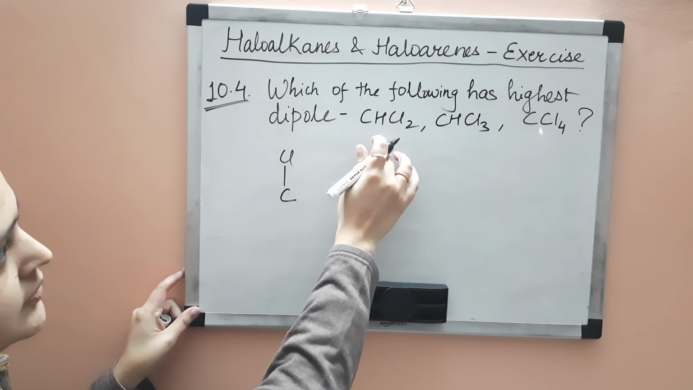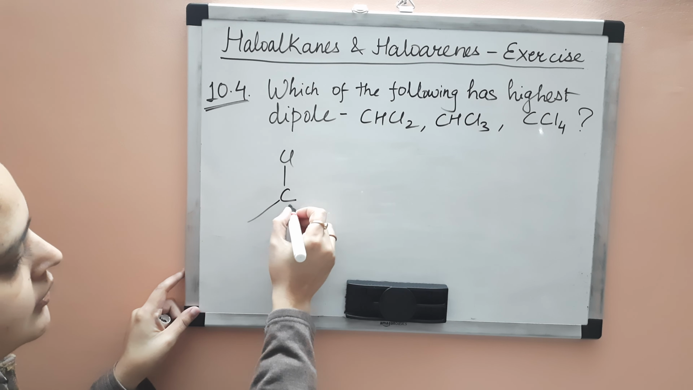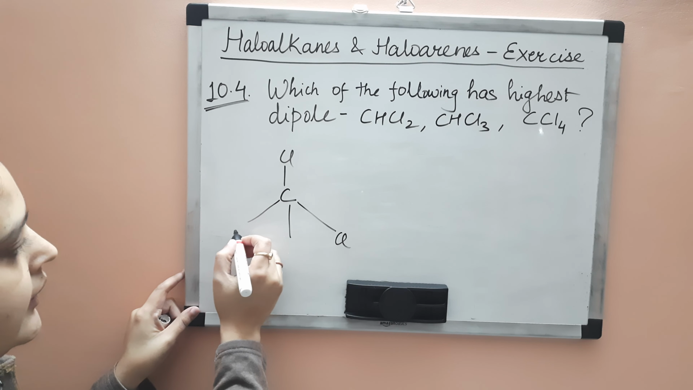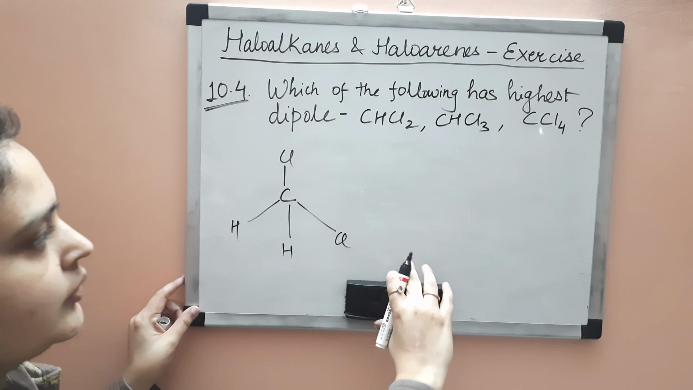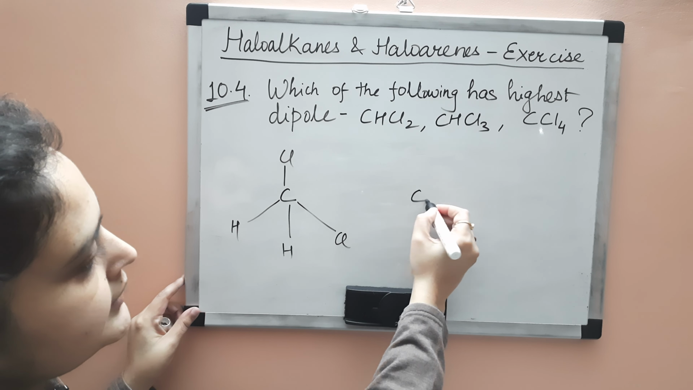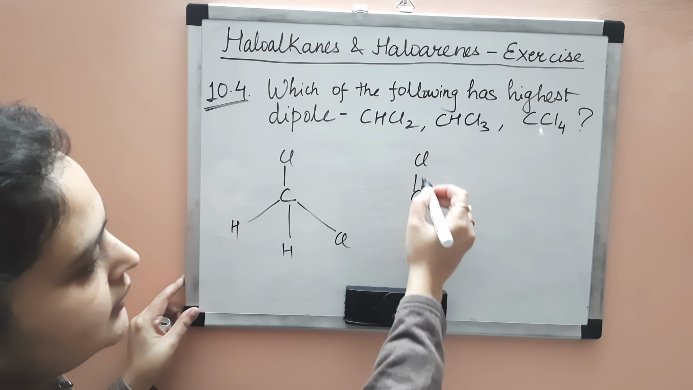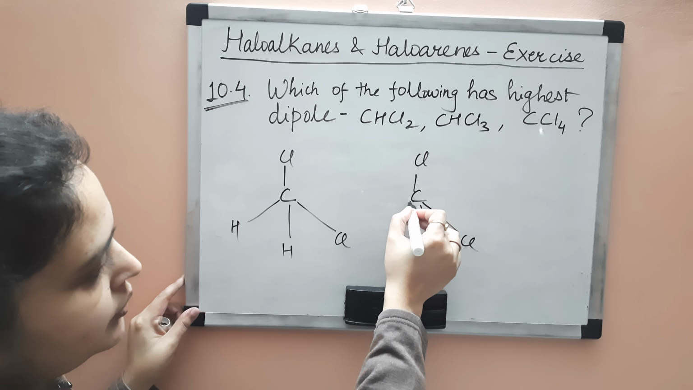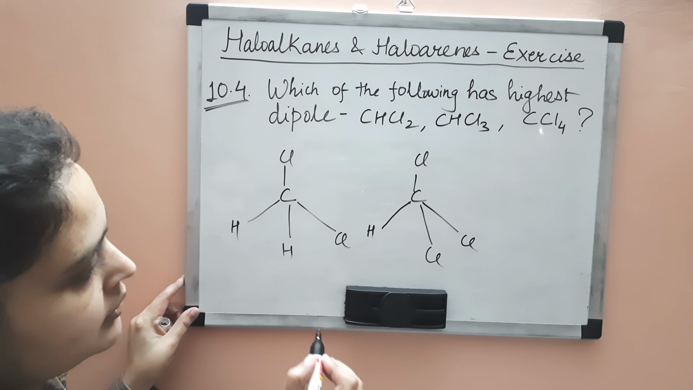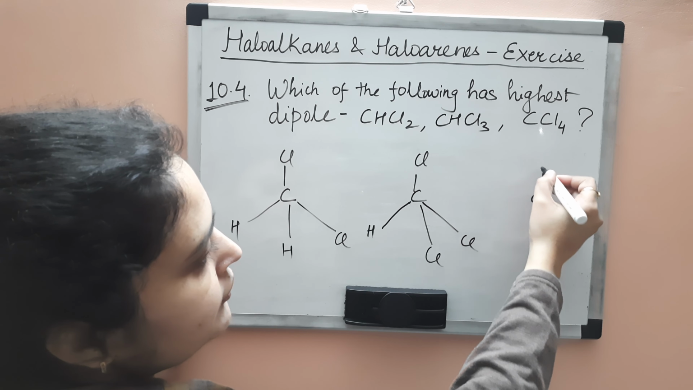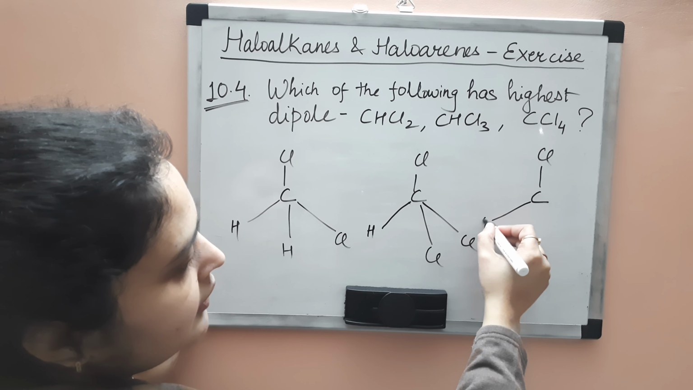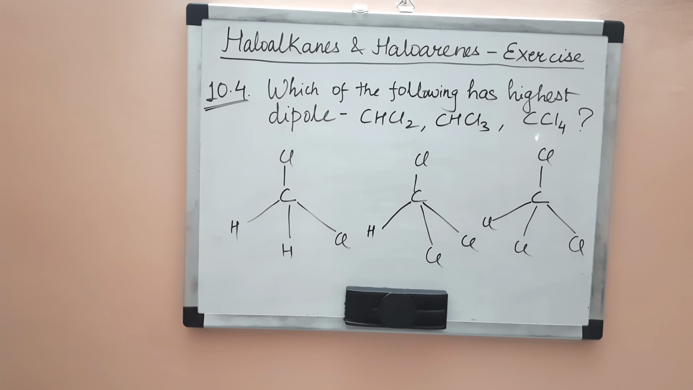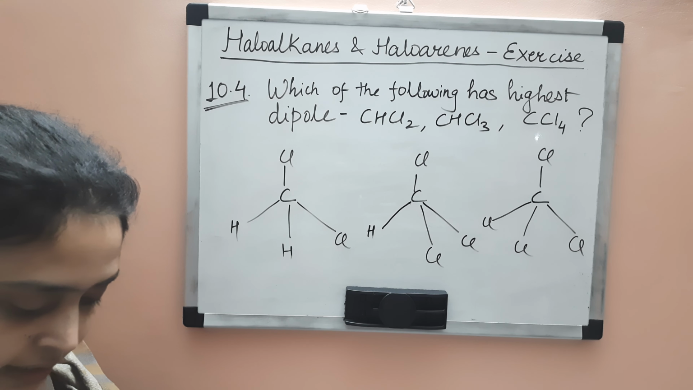So this is CH2Cl2. Here there is a Cl bond, then here Cl, and here a hydrogen atom and another hydrogen atom. Then CHCl3, so 3 chlorine atoms and then 1 hydrogen, right? And here CCl4, so all of them are chlorine, right? Now we will see the direction of the dipole moment.